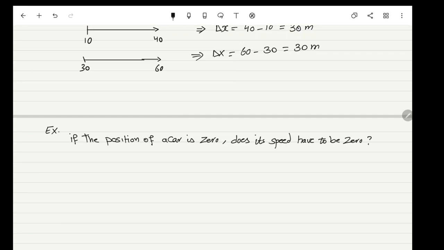Another case: if the position of a car is 0, does its speed have to be 0? No, speed doesn't depend on position, it depends on the change in position. And since we know that the displacement doesn't depend on the origin of the coordinate system, an object can easily start from, for instance, x equals -3 and be moving by the time it gets to x equals 0.